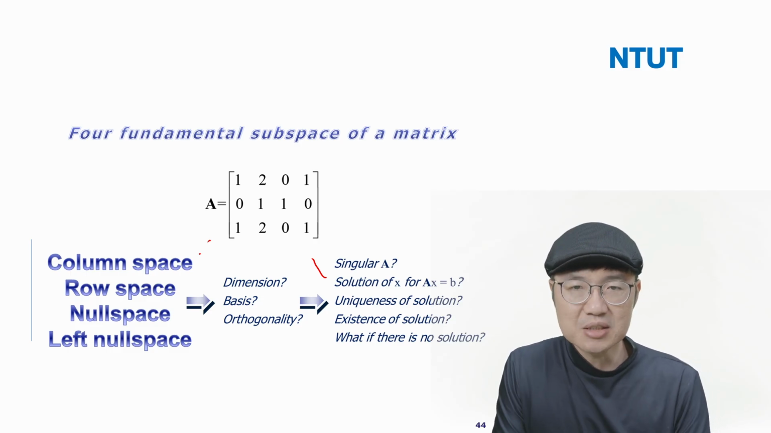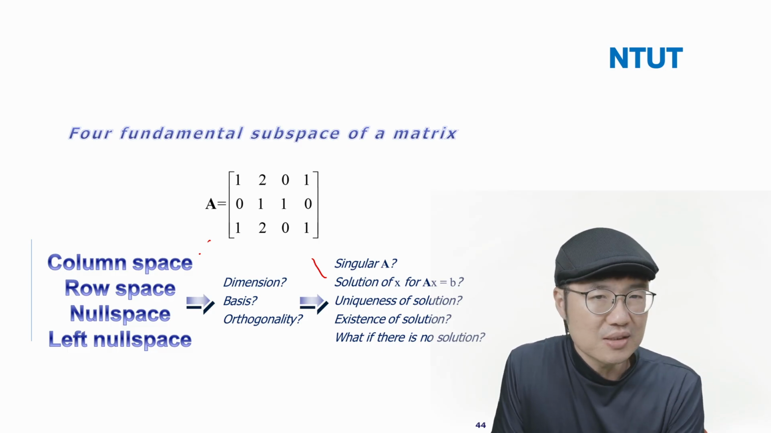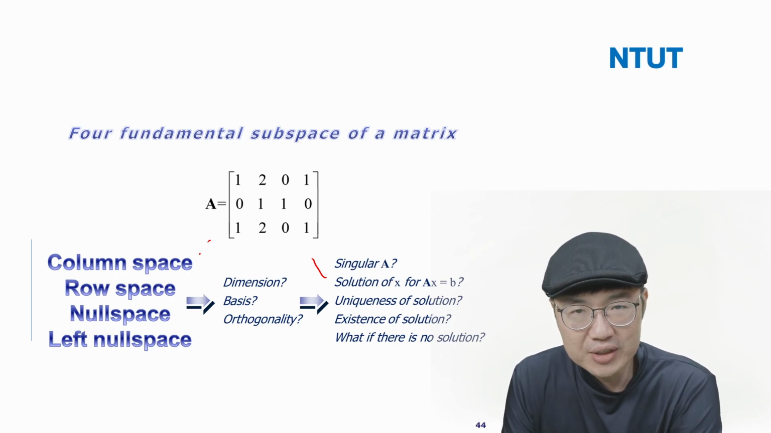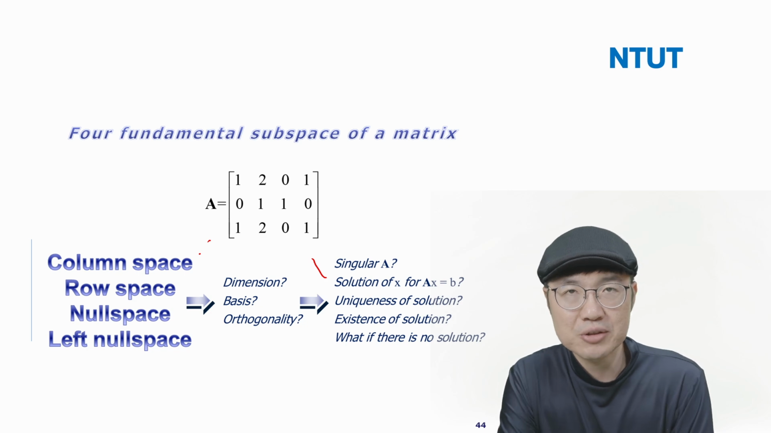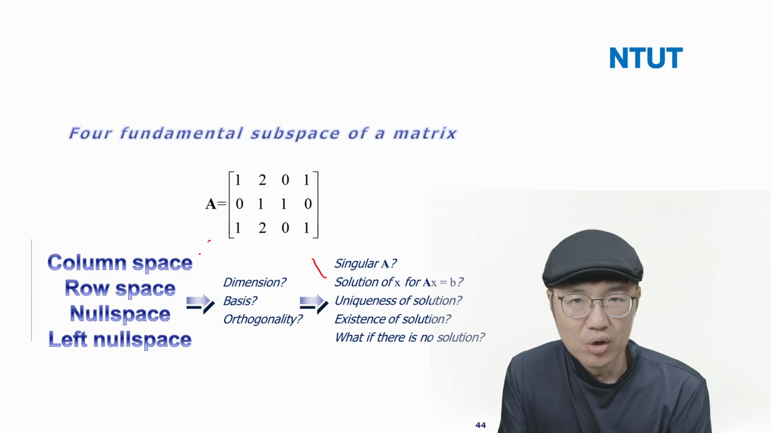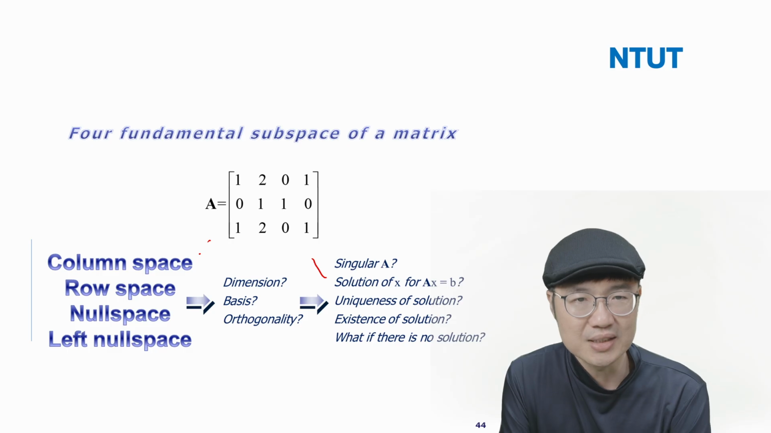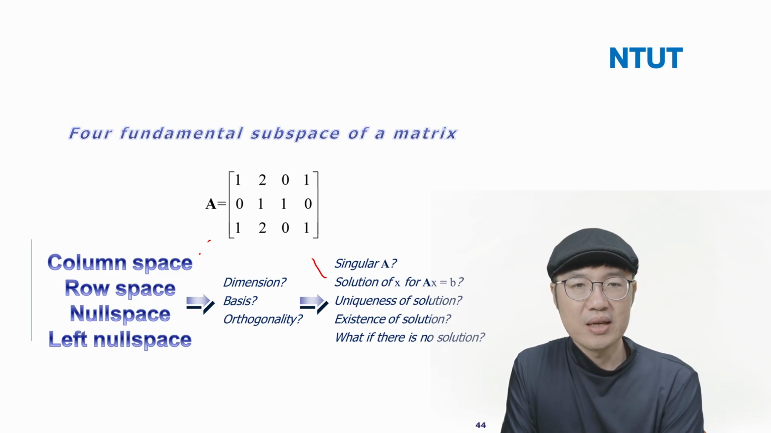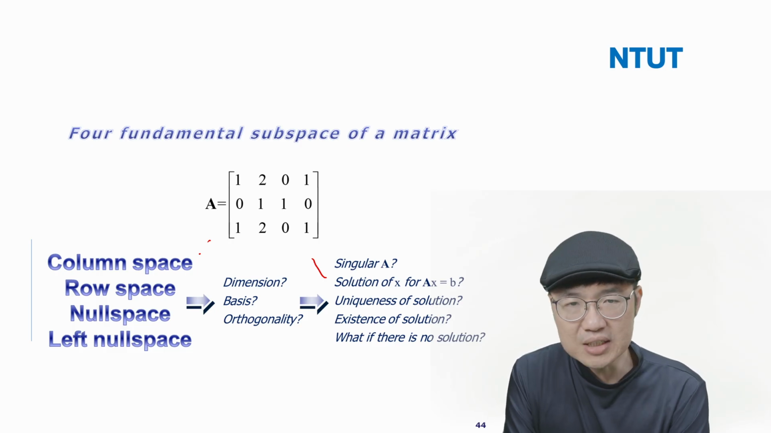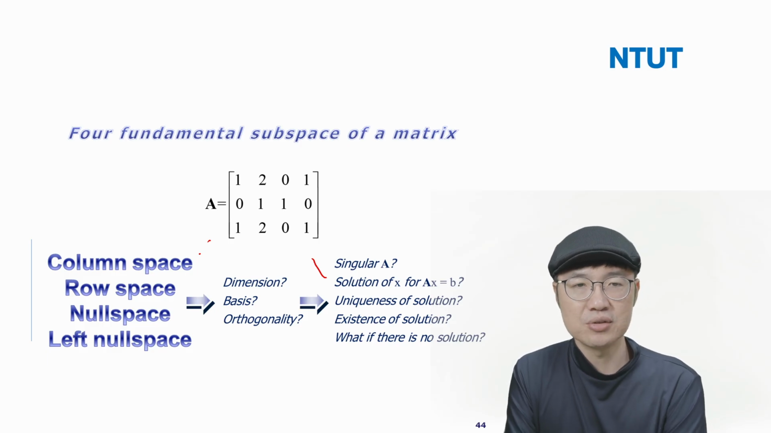With these subspaces investigated, we can know whether A is singular, even for a rectangular case. Yeah, for a rectangular A, we won't call it a singular matrix. Those terms are limited to the square case. But understanding this can help us to know whether a solution exists in Ax equals b. Is this solution unique? Does a solution exist? And what if there is no solution?